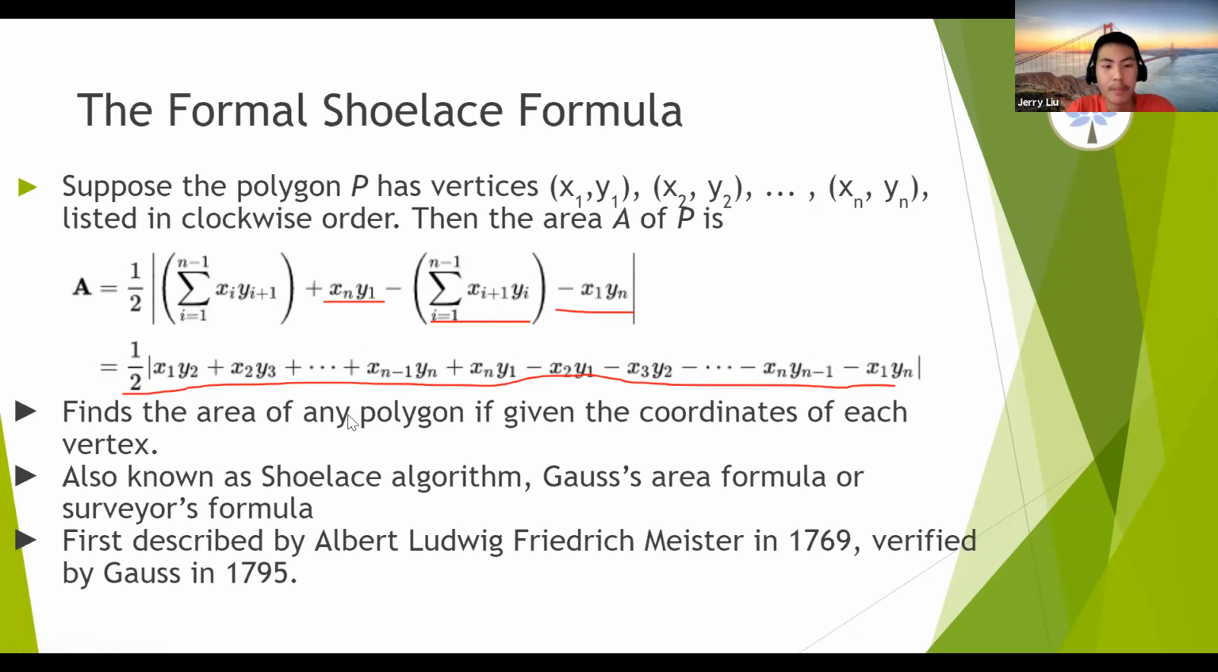This formula is also known as the shoelace algorithm due to the nature of the formula having to take several steps. It is also called Gauss's area formula, or the surveyor's formula, because a surveyor is a person who maps out land. It is a useful trick if you have established the boundary points to be able to find the area of an enclosed area. This formula was first described by Albert Ludwig Friedrich Meister in 1769, and it was verified by Gauss in 1795. So his name was one of the namesakes for this formula.